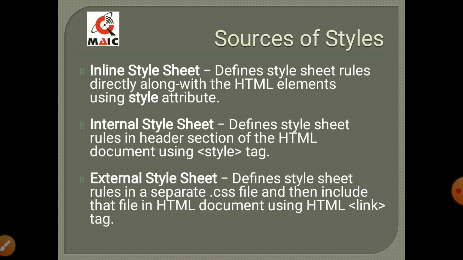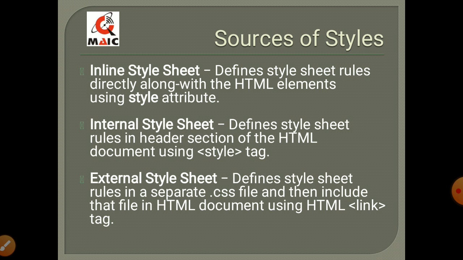The second one, that is the internal style sheet, we use style tag in the header section of the HTML document. And in the third, that is the external style sheet, we make a separate CSS file and we include that file in our HTML content. So these are the 3 different ways in which CSS can be incorporated with HTML.